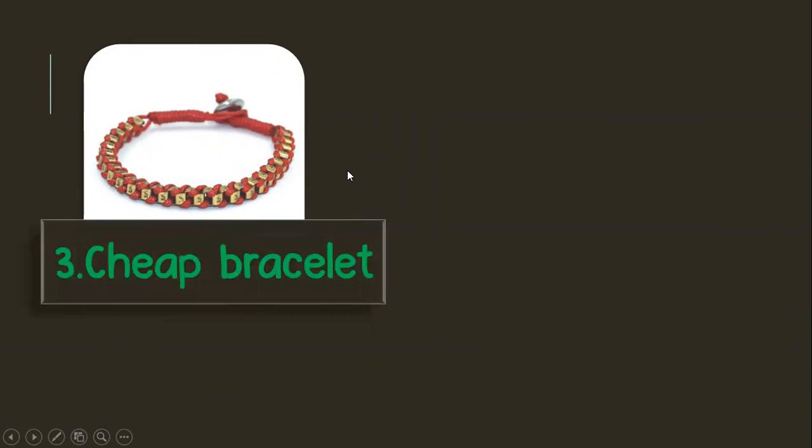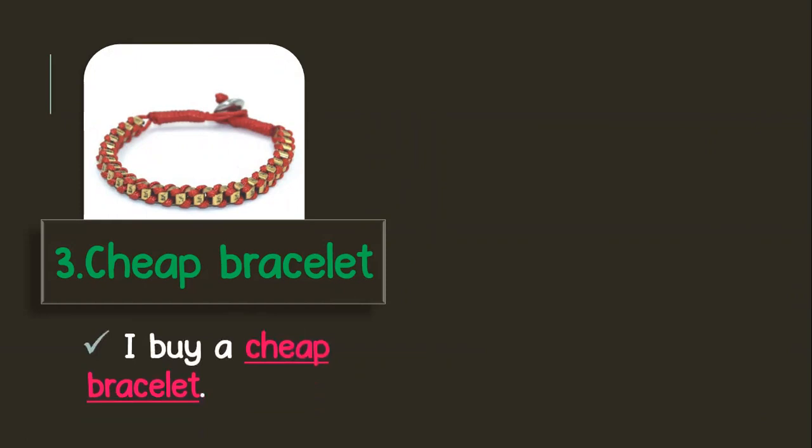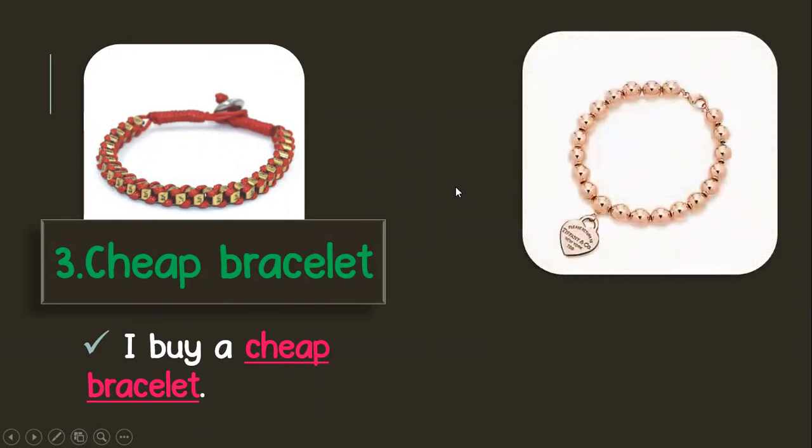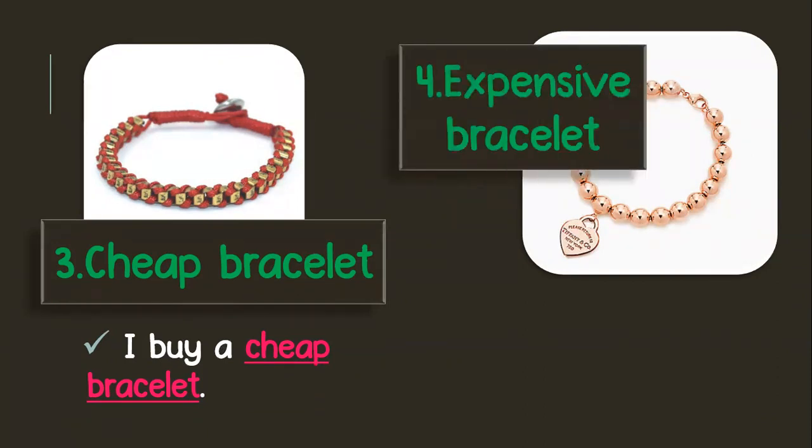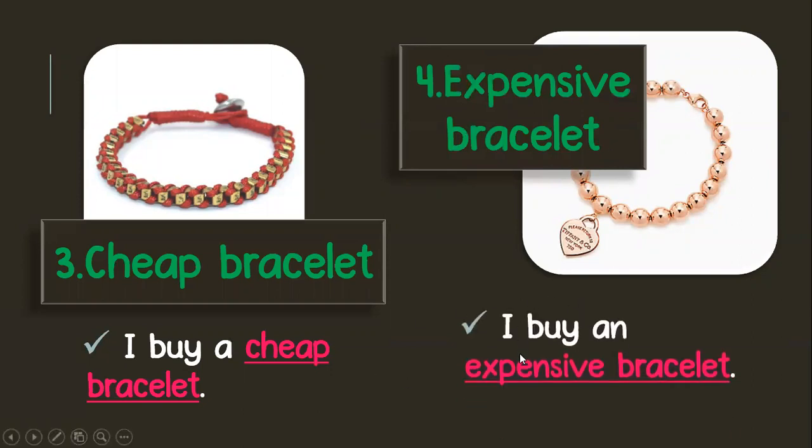This is a bracelet. Right? That bracelet is cheap. Cheap bracelet. What about this? Oh, let's see. I buy that cheap bracelet. But on the other side, we have this, which is not a cheap bracelet. It's an expensive one. Expensive bracelet. So I said, I buy an expensive bracelet.